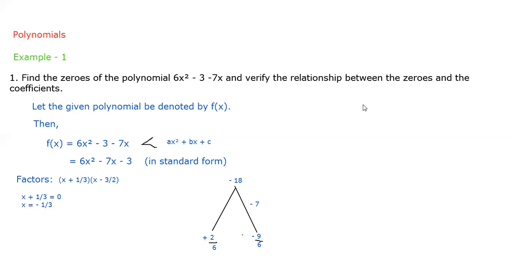So x + 1/3, we are equating it with 0. When +1/3 goes to this side, it becomes −1/3. So the x value is −1/3. Same way here, x − 3/2 = 0, then the value of x will be positive, so +3/2. The first zero we take as alpha, and the second zero we take as beta. As we know, a quadratic polynomial will have two zeros.